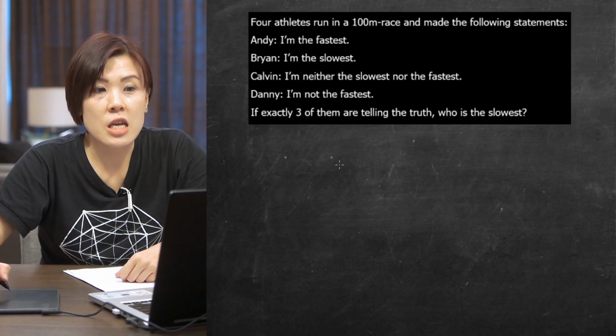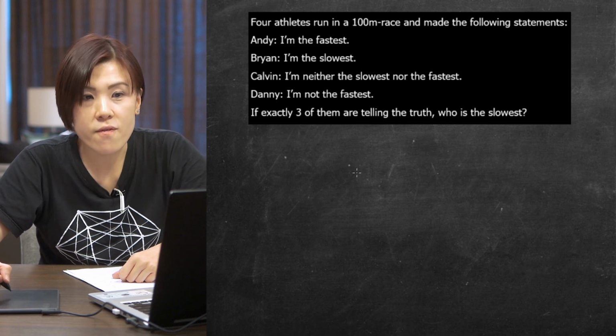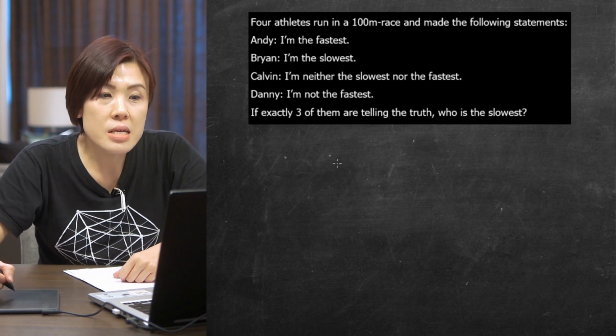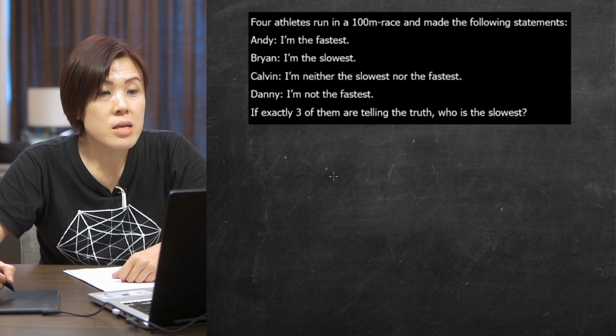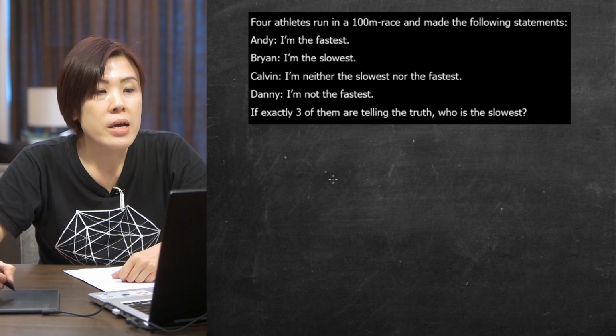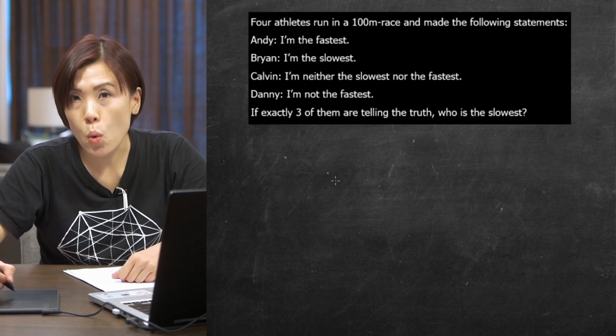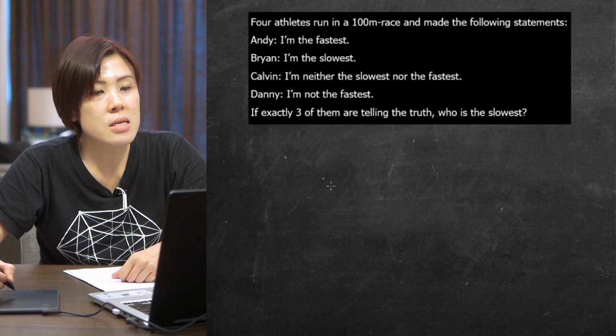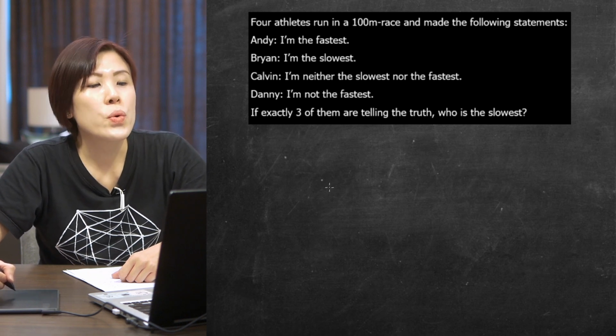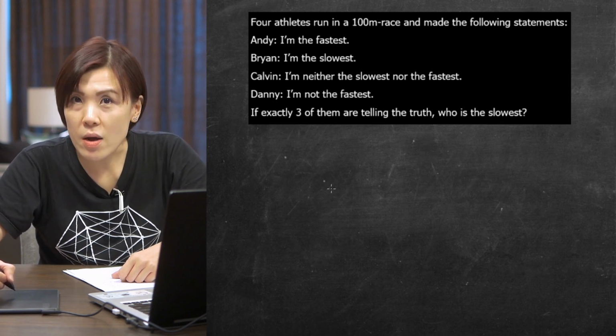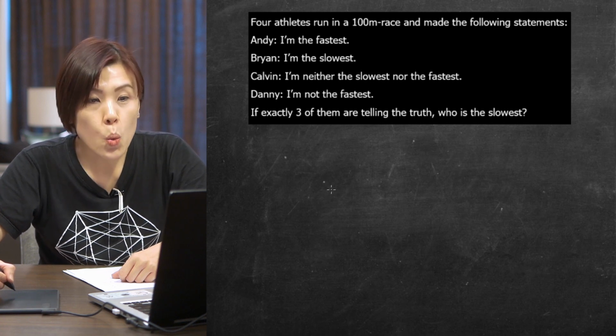So the puzzle goes like this. There are 4 athletes running in a 100-meter race and they make the following statements. Andy says, I'm the fastest. Bryan says, I'm the slowest. Calvin says, I'm neither the slowest nor the fastest. Danny says, I'm not the fastest. So if exactly 3 of them are telling the truth, who is the slowest?